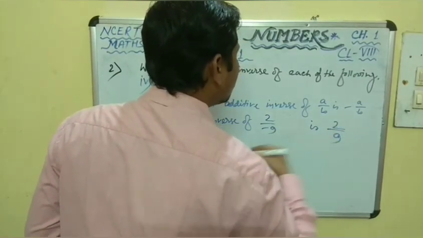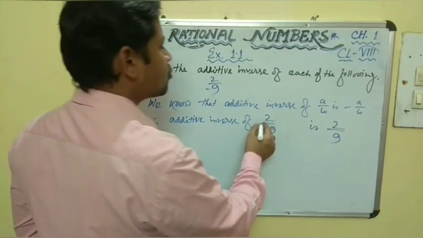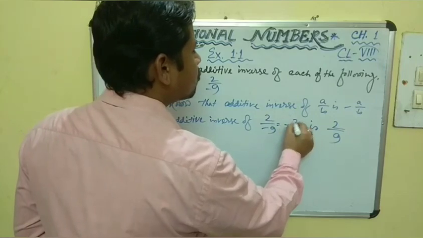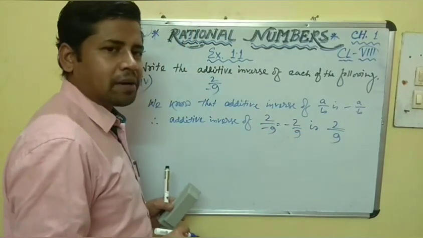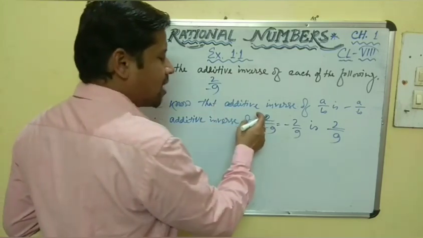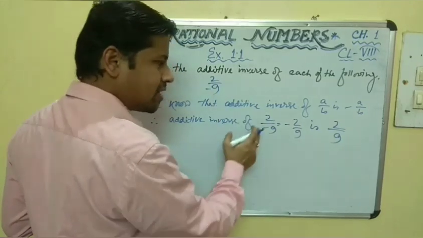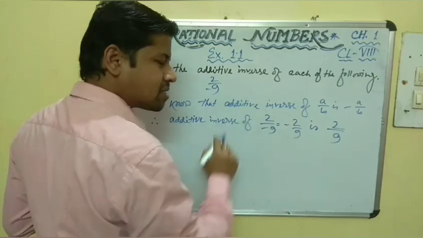So you will ask why you have written 2 by 9? Because 2 by minus 9 can be written as minus 2 by 9, because this minus moves from the denominator to the front side. How? If we multiply both the numerator and the denominator by minus 1, then minus becomes plus and plus becomes minus.